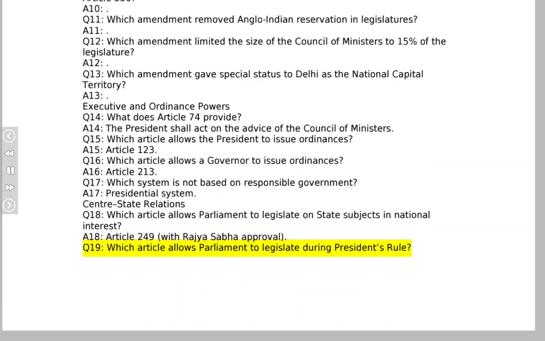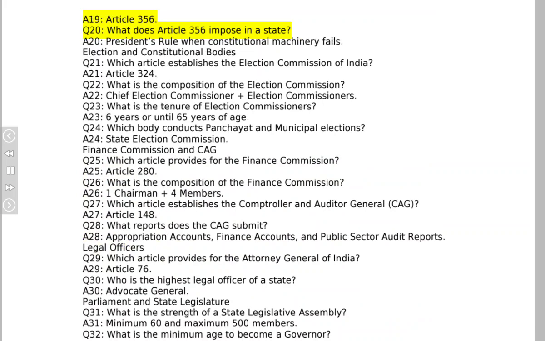Q19. Which article allows Parliament to legislate during President's rule? A19. Article 356. Q20. What does Article 356 impose in a state? A20. President's rule when constitutional machinery fails.